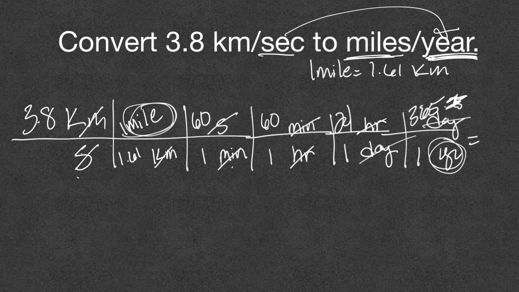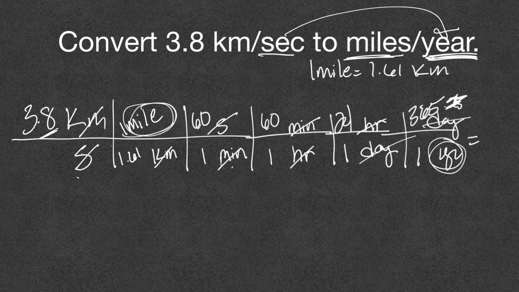You could put this in the calculator a couple of different ways. You could multiply across the top, write that number, multiply across the bottom. Well, that's the only number on bottom. 3.8 divided by 1.61 because it's on bottom, multiplying by 60 because it's on top, multiplying by 60 again because another 60 is on top, multiplying by 24 because it's on top, and lastly multiplying by 365 because it is on top. And you know, we went from kilometers per second to miles per year. So this is how many miles in a year. We expected a really big number.